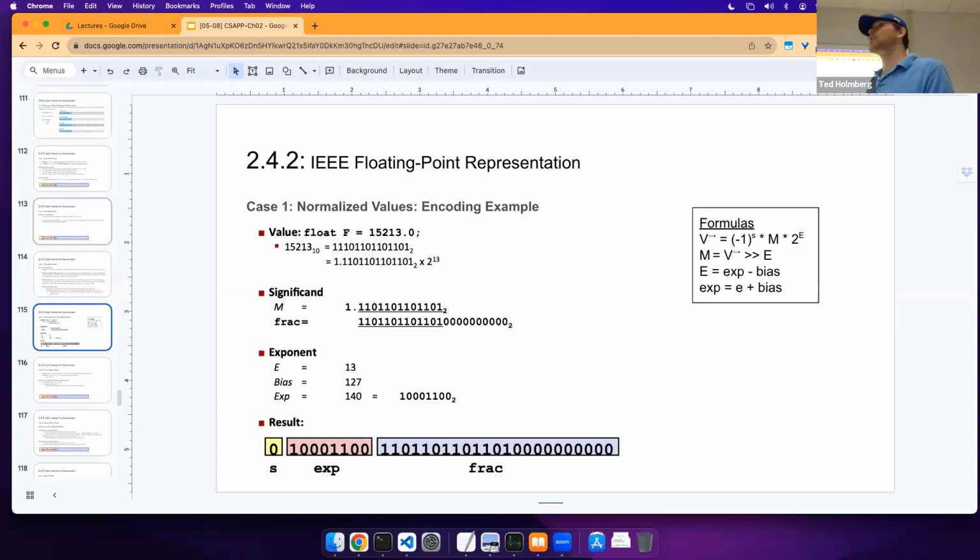And I have some important formulas to the left. So this is going to be our normalized value for encoding some example. In this instance, the example number we're going to start with is 1,000. I'm sorry, 15,213.0.